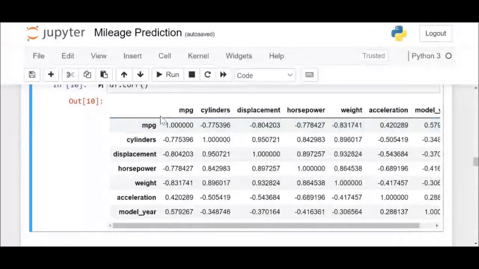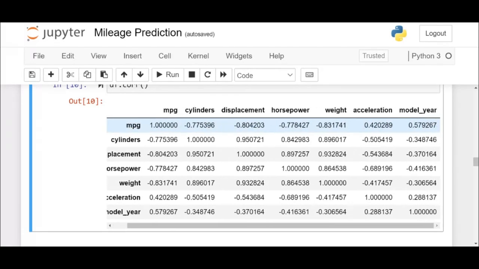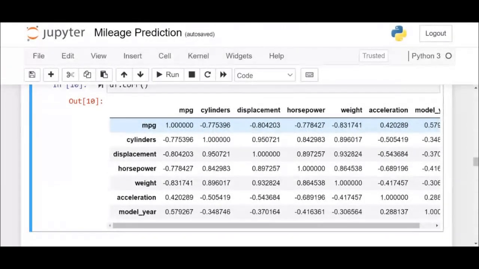Let's look at the displacement with mileage. It has 80%, since it is in decimal, so a very high correlation between displacement and mileage. Then horsepower, 77%, a high correlation, though negative. Weight again 83%, and acceleration has 42%. So you can see that these continuous variables, displacement, horsepower and weight, have a very high correlation with my label, which I want to predict, the mileage.